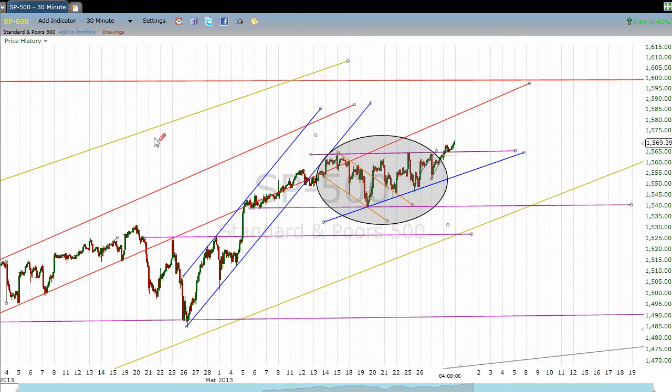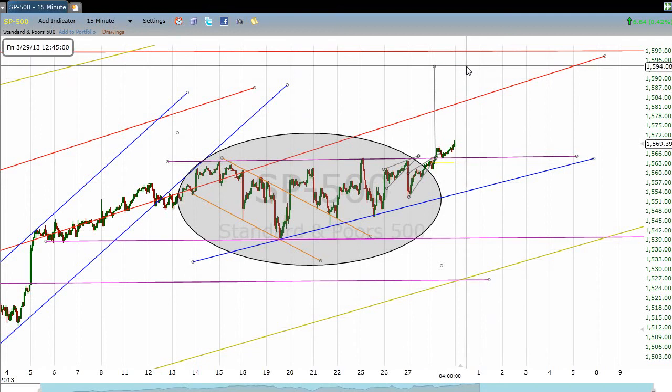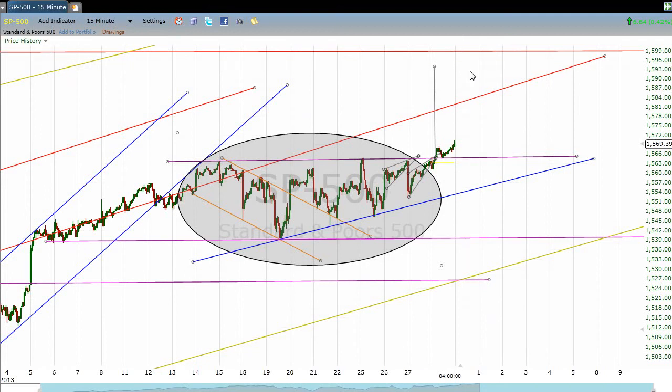So we now look at this and we say that we would expect a move based upon where we got the first reactive move off of this top line. Measure the height of this pattern, put it right here, and we end up now with a target of, drum roll please, about 1593 and change.